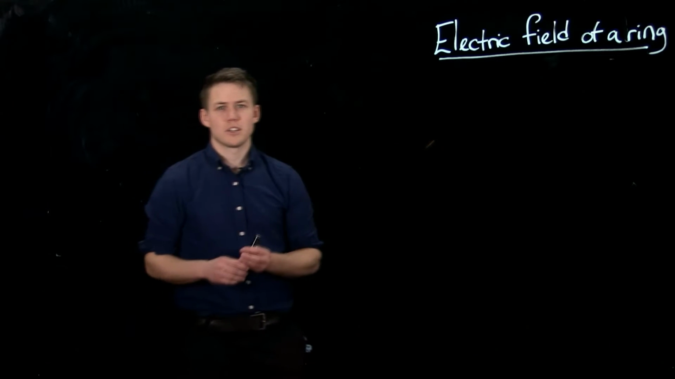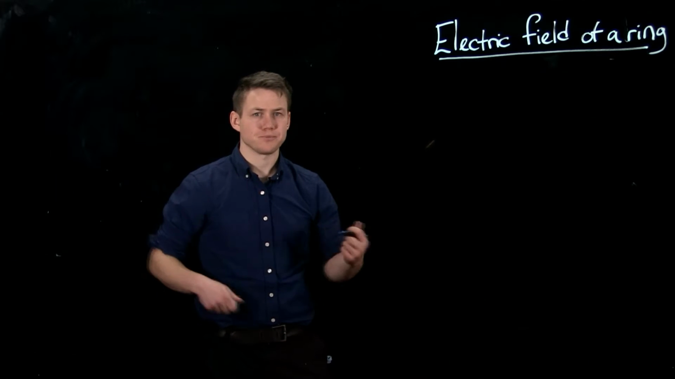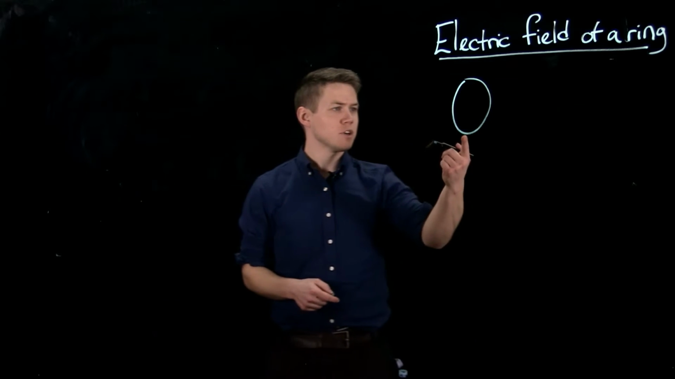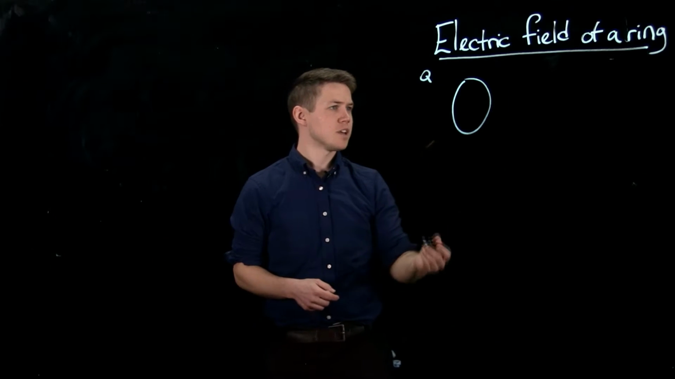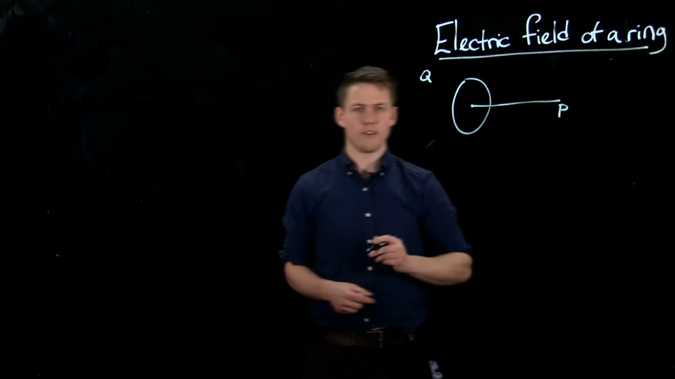Welcome everyone. So this is going to be a quick video about how to derive the electric field for a ring. Okay, so let's draw a little diagram to get started. We're going to be thinking about a ring which has a total charge of Q evenly distributed around it, and we're going to try and calculate the electric field at some point P off over here.